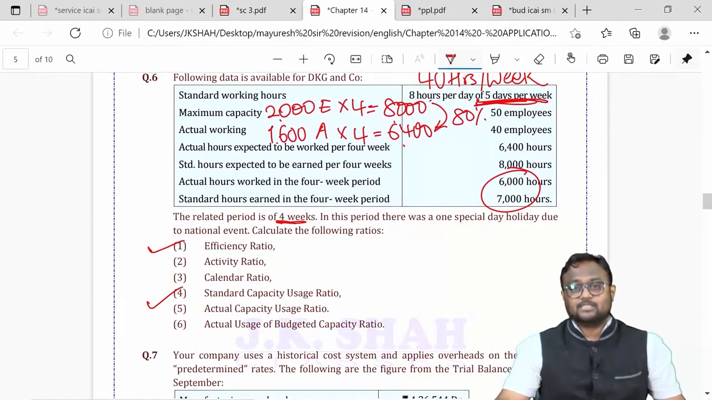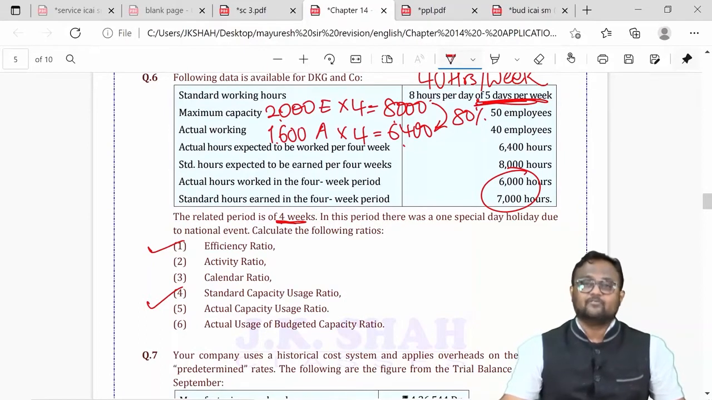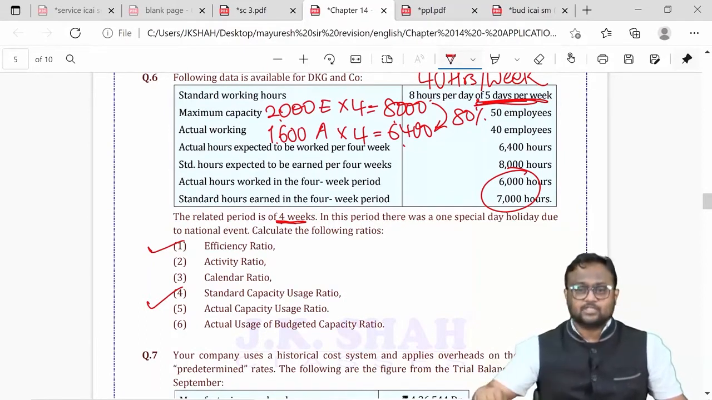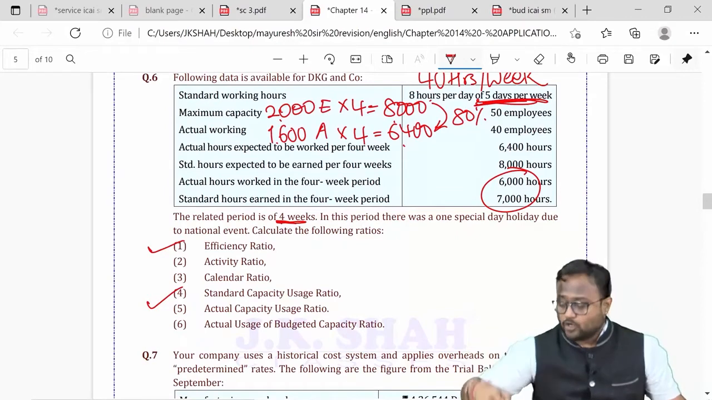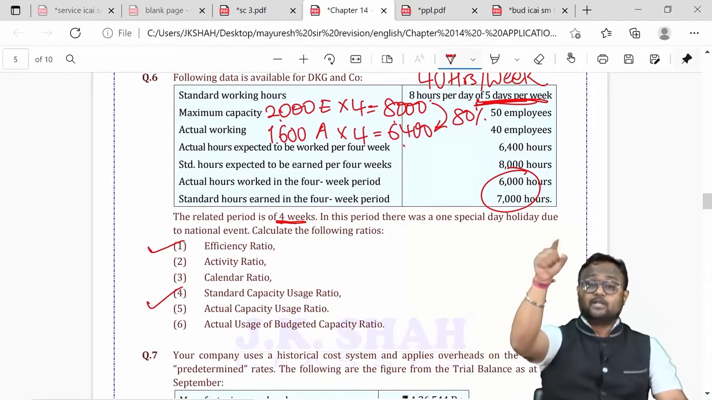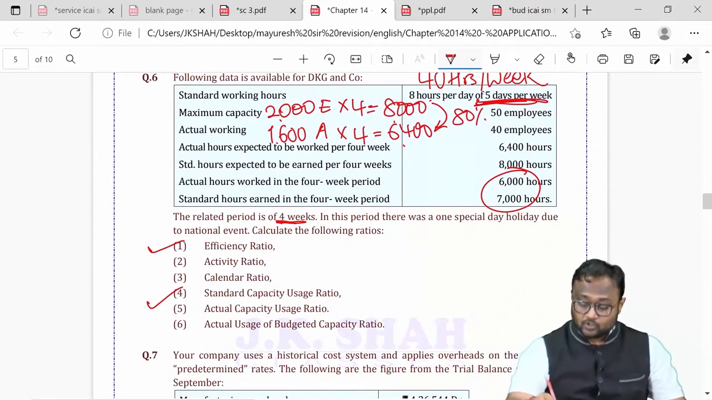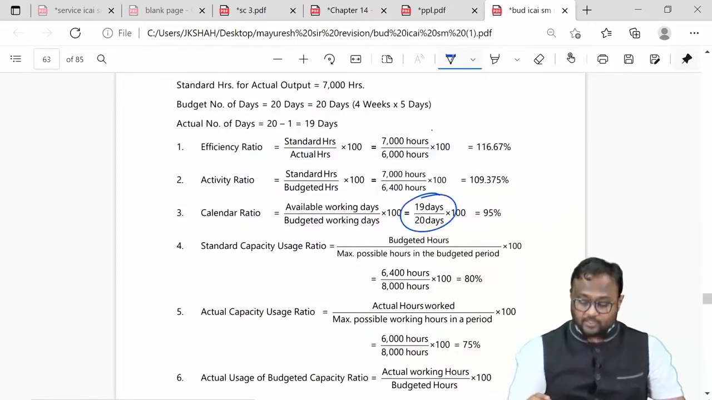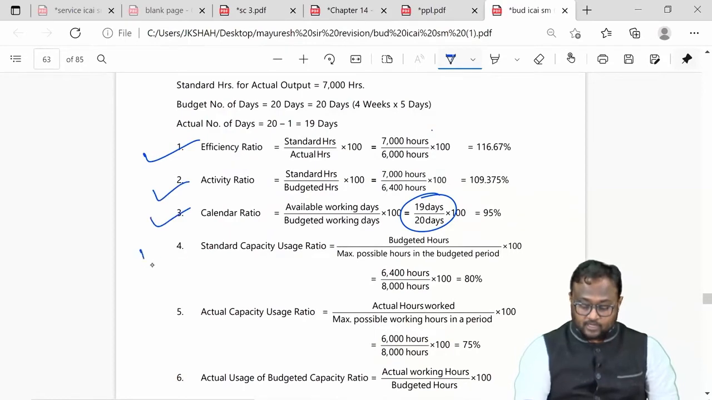My ratio has to be less than 100 because it is not a good sign. It is underutilization. It's an adverse variance. If it is underutilization, my ratio should be less than 100. If I want ratio to be less than 100, my numerator must be lesser than the denominator. So 19 will be the numerator, 20 will be the denominator, 95% is your calendar ratio. These three are discussed.